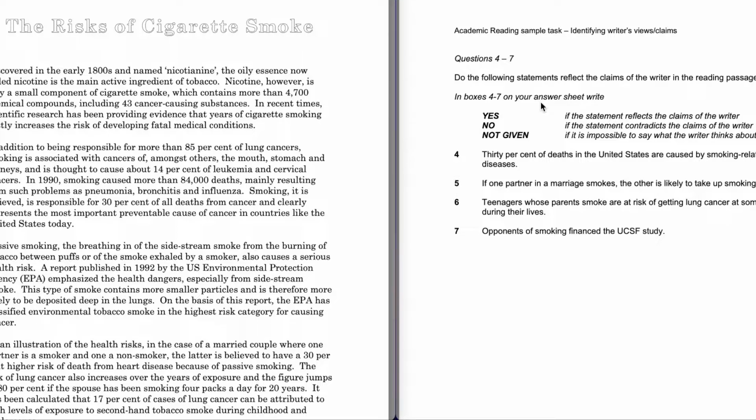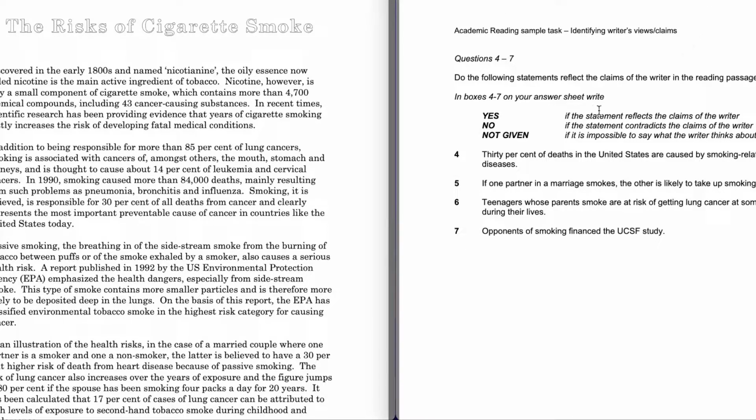In boxes 4 to 7 on your answer sheet, write yes if the statement reflects the claims of the writer, no if the statement contradicts the claims of the writer, and not given if it is impossible to say what the writer thinks about this. So let's start with question number 4. 30% of deaths in the United States are caused by smoking-related diseases.